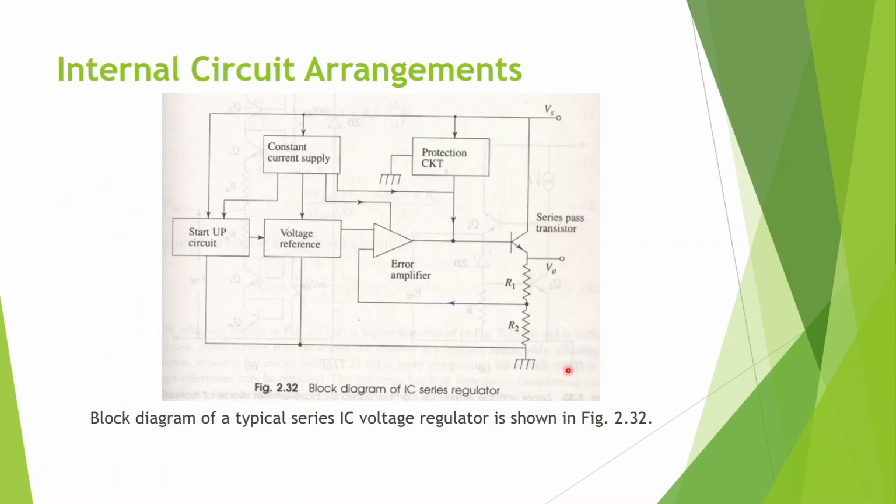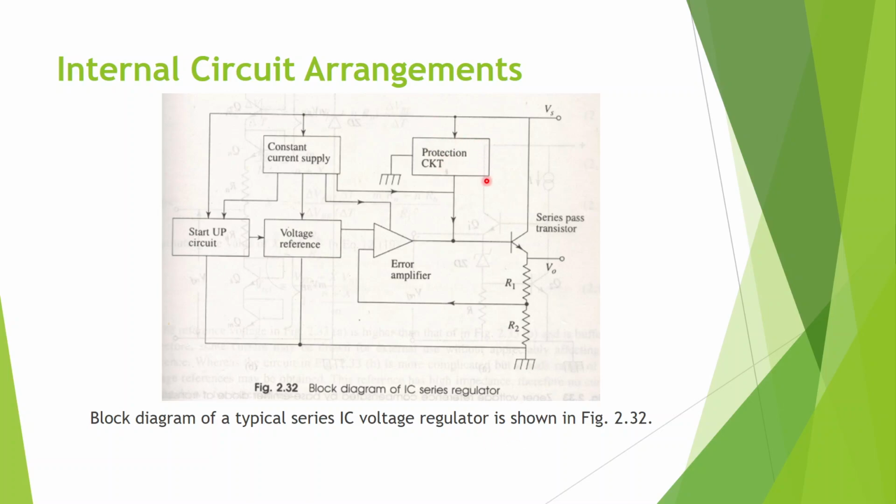Now, what is there inside this IC voltage regulator? Let us look at the internal circuit arrangement. This is a block level arrangement. If you see it physically, you will see there are a lot of transistors in it. But we will not be looking at that type of circuit, but a block diagram we will be studying. So this is a block diagram of a voltage IC regulator. Vs is the input voltage that you give, Vo is the output voltage that you get, and this is the common ground between the input and the output.